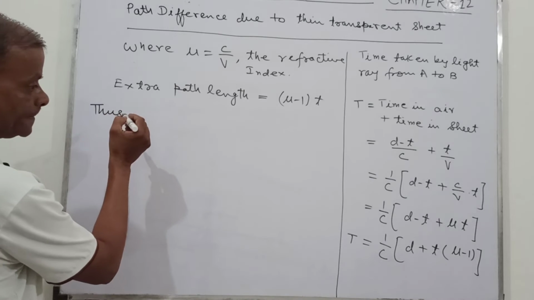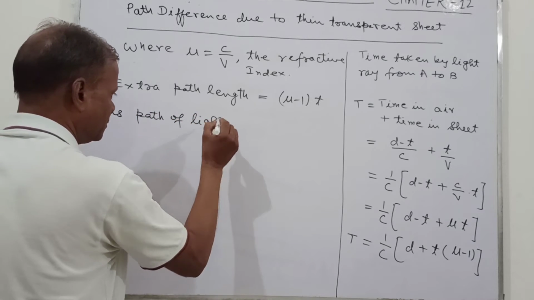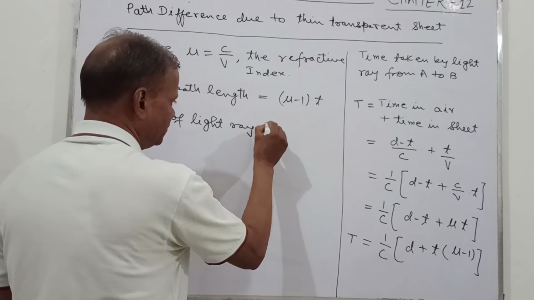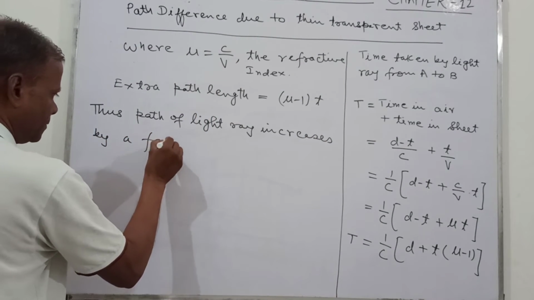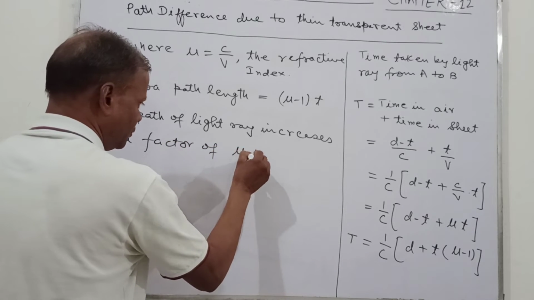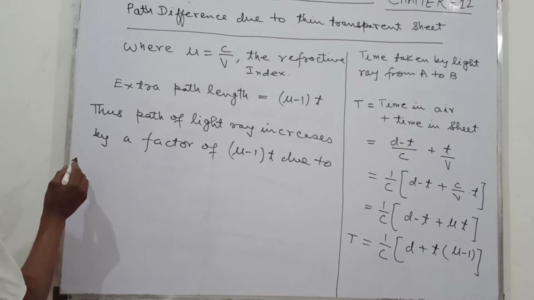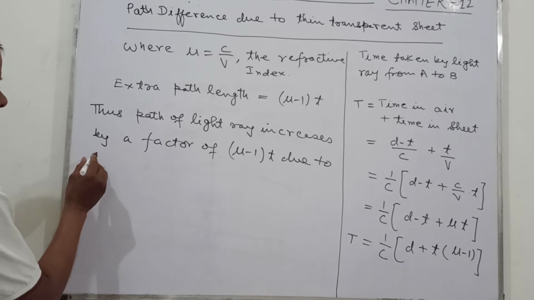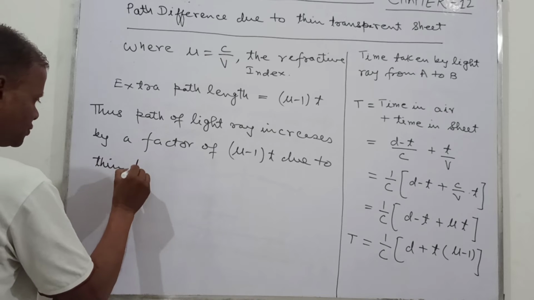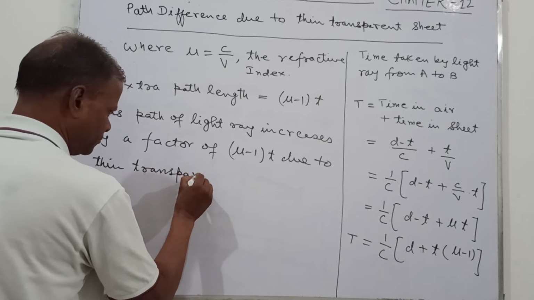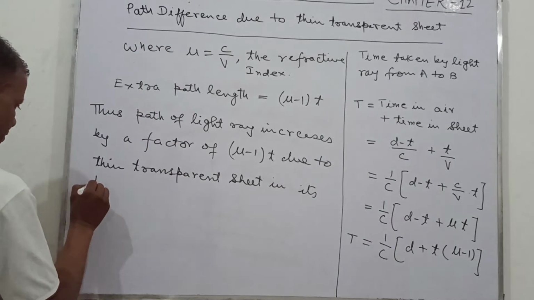Thus, the path of light ray increases by a factor of mu minus 1 into T due to a thin transparent sheet in its path.